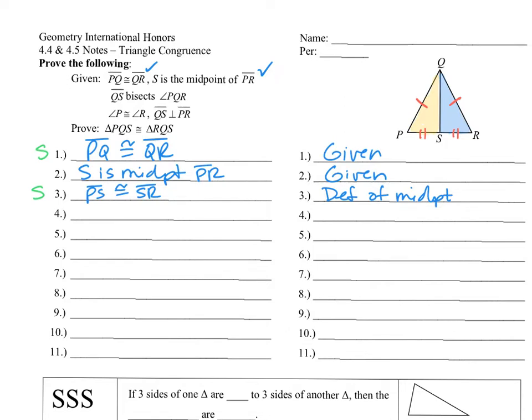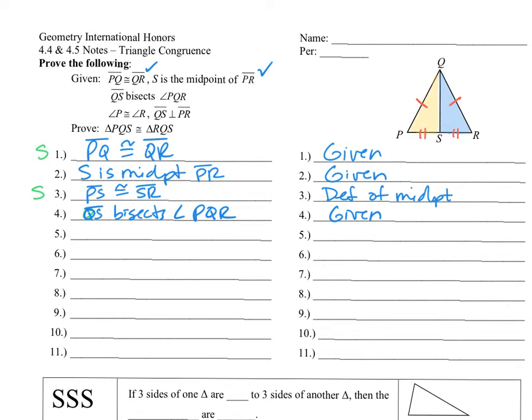Okay, so moving on to our next piece of given information, that segment QS bisects angle PQR. So here's QS, and it is bisecting PQR. So let's go ahead and list that. Segment QS bisects angle PQR. Okay, that's a piece of given information. Now, the way that helps us is because what does a bisector do? What does a bisector do to an angle? It cuts an angle into 2 congruent angles.